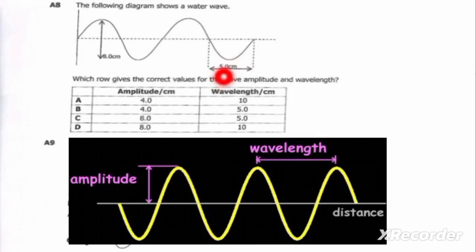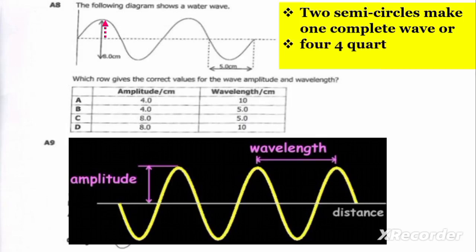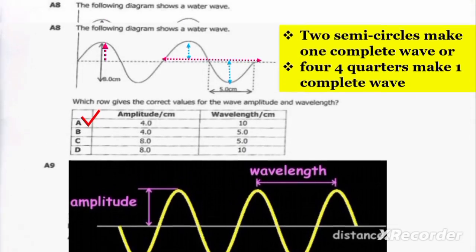To come up with a complete wave, we need another semicircle. Then we are going to say 5 times 2 is equal to 10. Our wavelength is 10 centimeters. So therefore, our correct answer here is A. Two semicircles make one complete wave, or 4 quarters make one complete wave. We are done with this question.